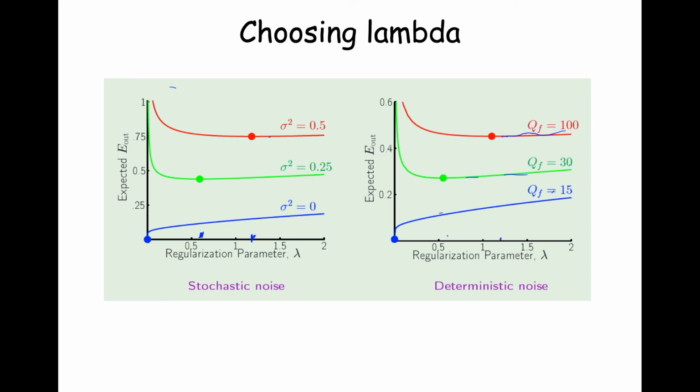So we see the same behavior vis-a-vis regularization parameter lambda for stochastic noise, the same behavior with deterministic noise. And so it just says, as you turn up the noise, you need more regularization to counteract the overfitting. But if you overdo it for both stochastic and deterministic noise, you're going to start to underfit. A little regularization goes a long way.